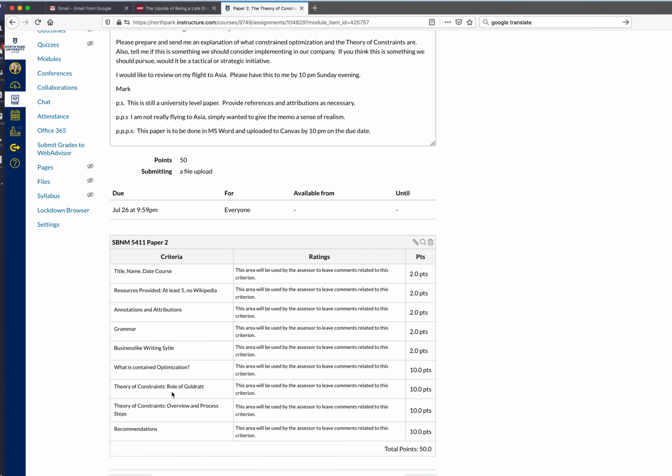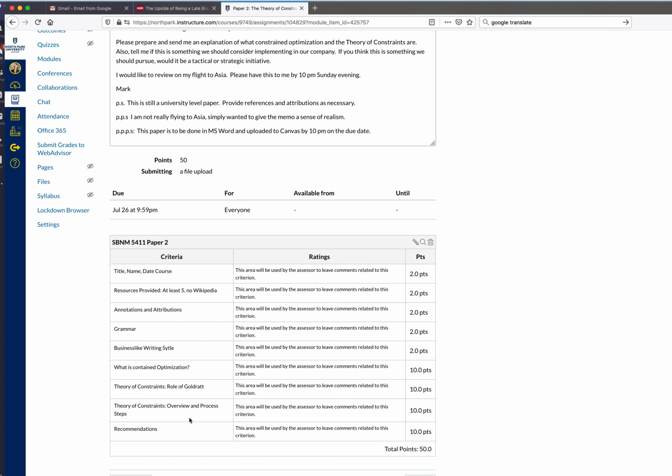The theory of constraints and the role of Goldratt. This is a process. Remember about processes. I like to see process steps and explanations of what they are. There's a lot of sub-processes and steps. I'll leave it to your judgment what to use and not use. Theory of constraints, overview and process steps. Well, there it is. So first of all, the role of Goldratt, you got to give me some history. Who was Goldratt? If you don't mention anything about Goldratt, I take points off.